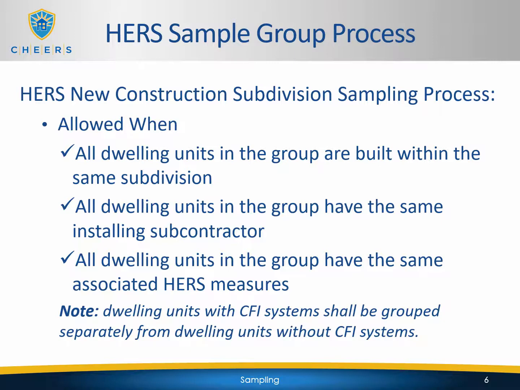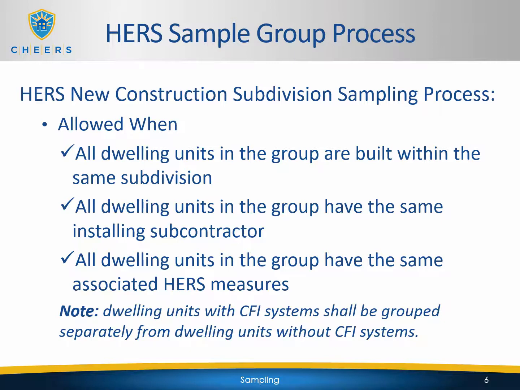So any homes that are in that group, if you have blower door, duct leakage, and airflow, any other homes that you want to group with them have to have blower door, duct leakage, and airflow. If you have one plan that has blower door, duct leakage, airflow, and refrigerant charge, those would have to be separated out into their own sample groups and could not be included with the other. So you have to have the same associated HERS measures.